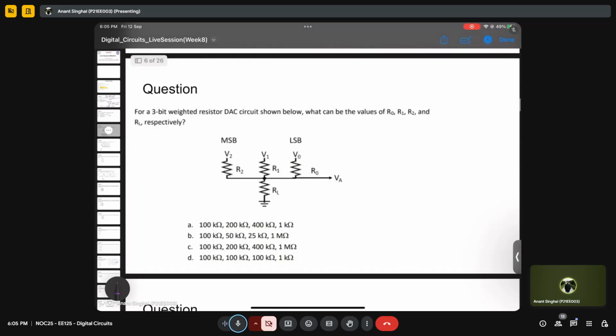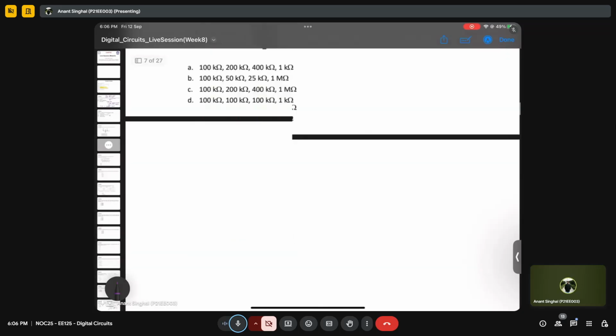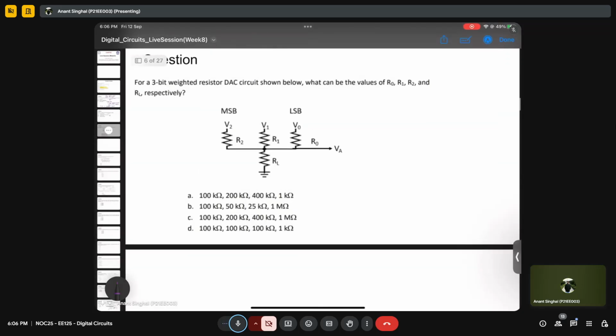Okay, so this is the first numerical problem we have for today, which says: for a 3-bit weighted register DAC, what can be the values of R0, R1, R2, and RL? So can someone please confirm if they have read about this, in the lectures or in general? Does anyone know about this particular DAC?